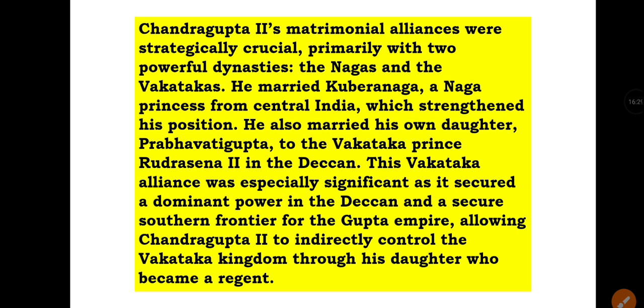But Rudrasena II died some time after the marriage. As their child was small and not capable of ruling the kingdom, Prabhavati Gupta became the regent ruler and ruled the dynasty with the help of her father's officials. This shows that the Vakataka kingdom was also indirectly under Chandragupta II's control.